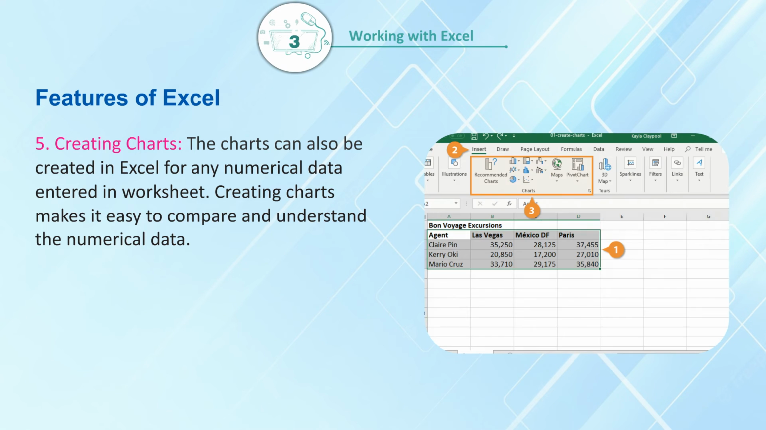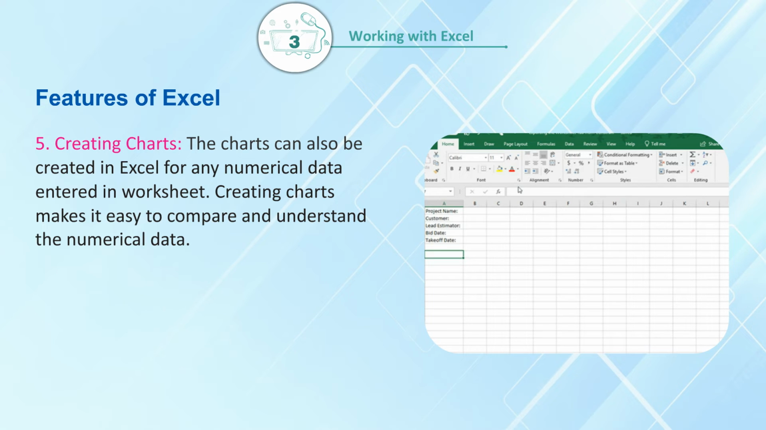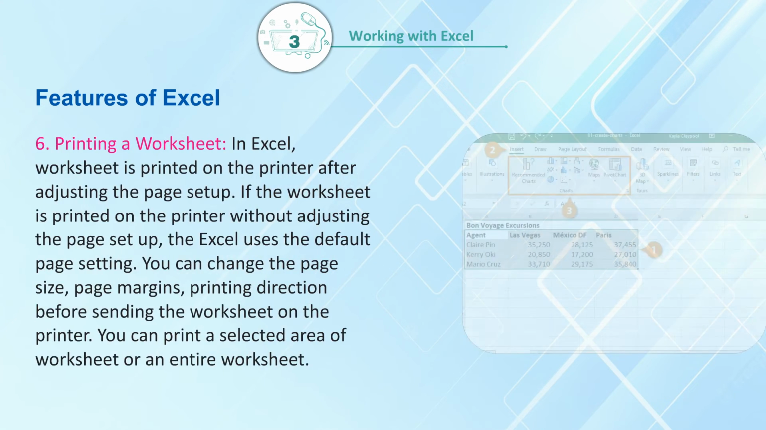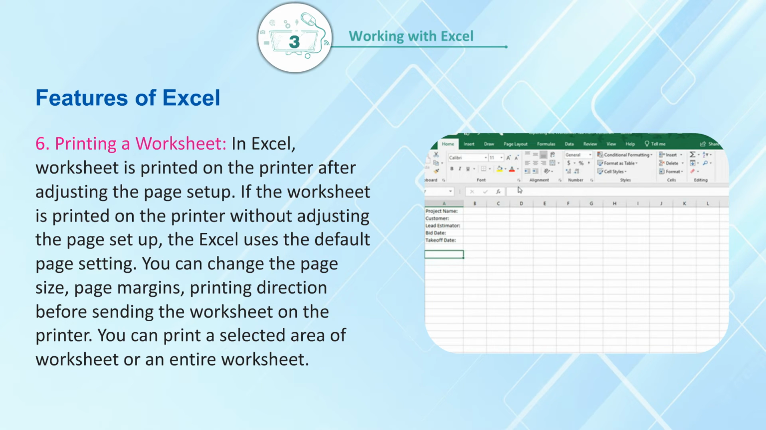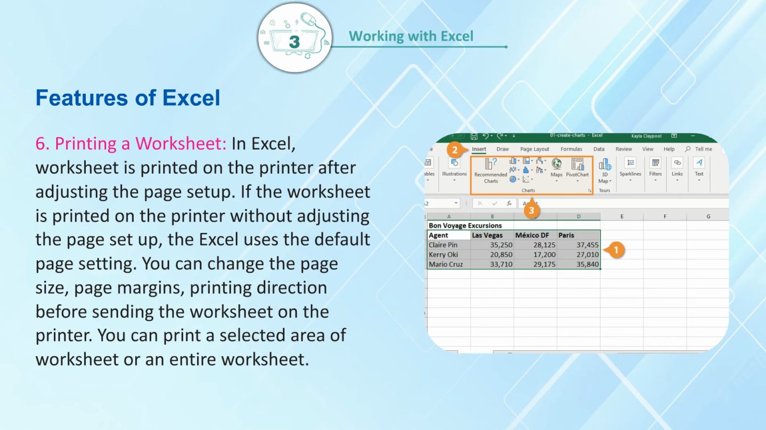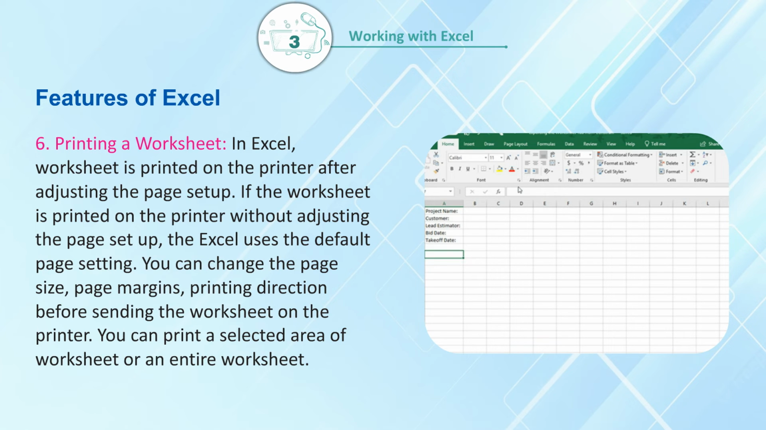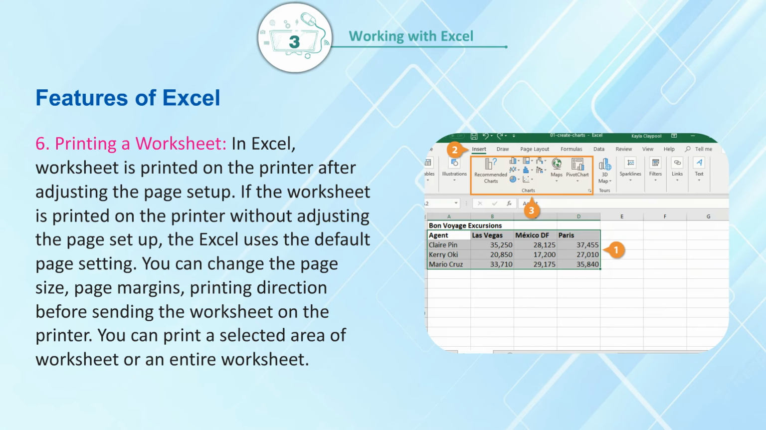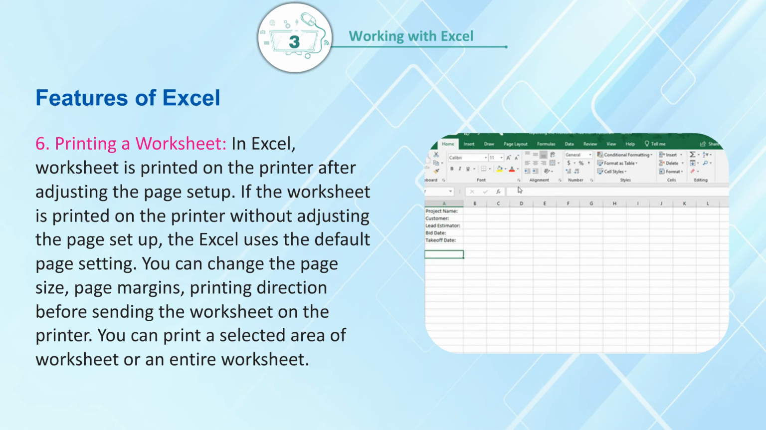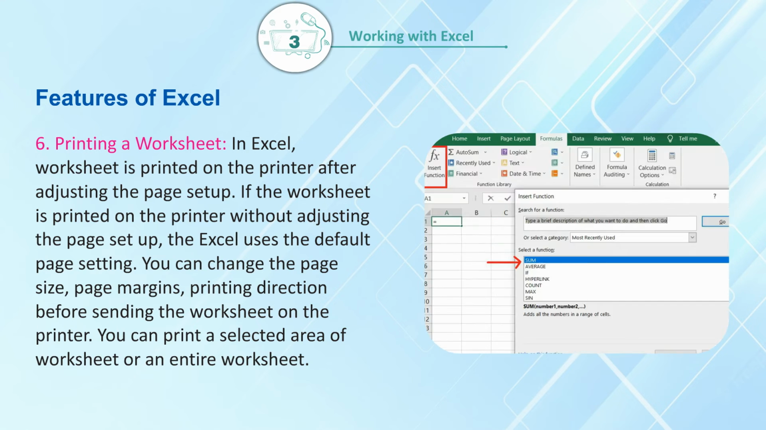Creating charts make it easy to compare and understand the numerical data. Printing a worksheet. In Excel, a worksheet is printed on the printer after adjusting the page setup. If the worksheet is printed without adjusting the page setup, Excel uses the default page setting. You can change the page size, page margins, and printing direction before sending the worksheet to the printer. You can print a selected area of a worksheet or an entire worksheet.